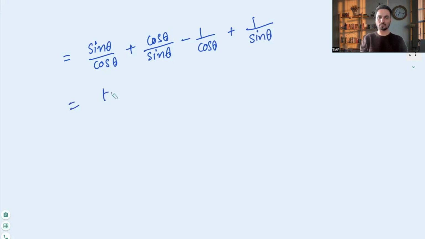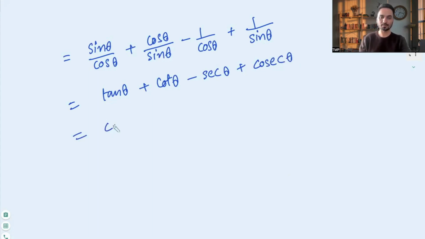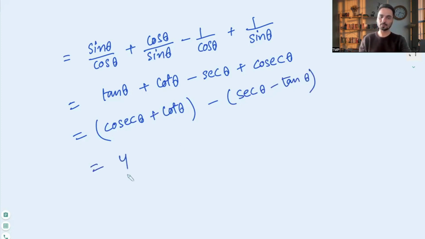Sine theta over cos theta is tan theta. Cos theta over sine theta is cot theta. 1 over cos theta is sec theta and 1 over sine theta is cosec theta. Rearranging the terms, we can write cosec theta plus cot theta minus (sec theta minus tan theta), which is the same as y minus x. And that is what we wanted to prove.